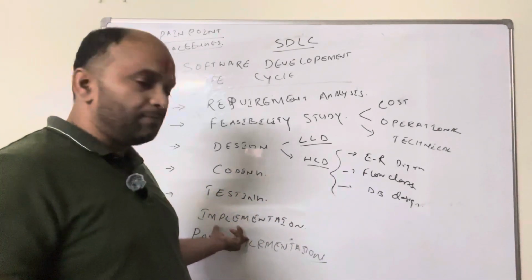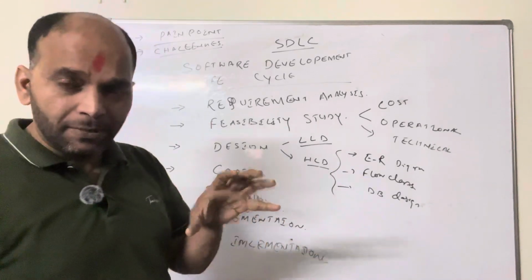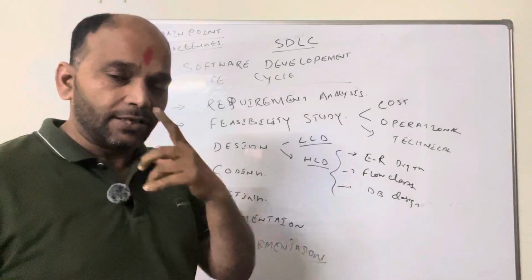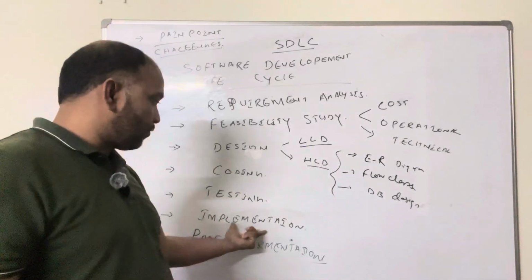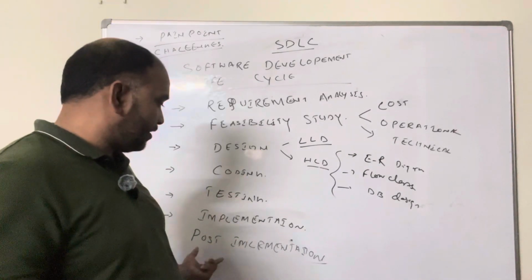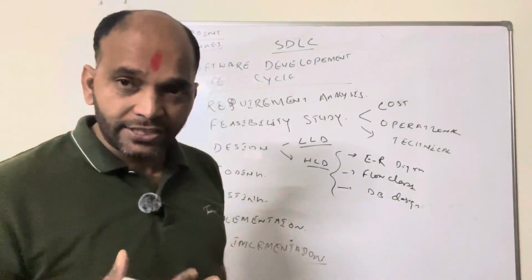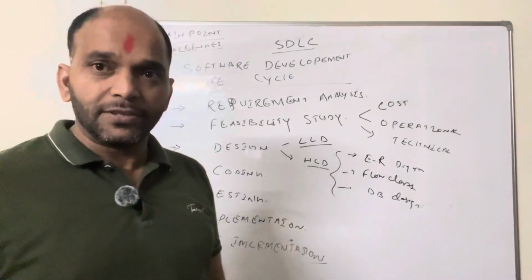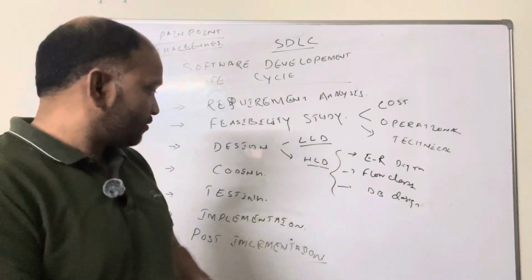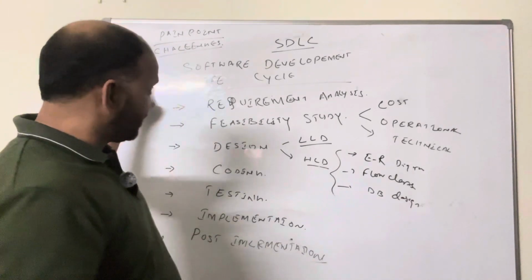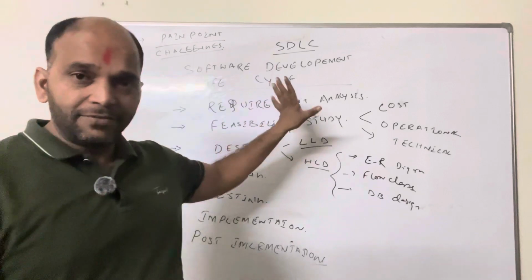then we have implementation. We take that particular build and deploy it onto production, and once implementation is done, then post implementation is nothing but the support activity that we extend to our customers once that is deployed. So that sums up the series of steps of the software development life cycle.